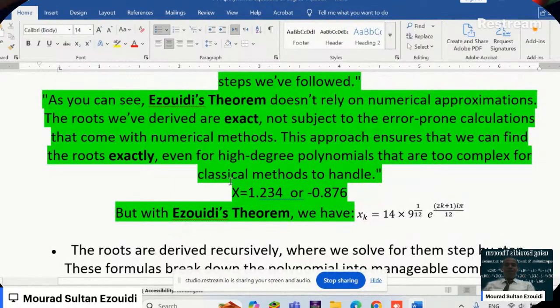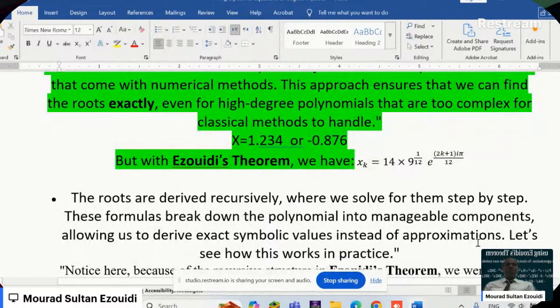For example, an approximation method gives x equals 1.234 to 3 decimal places, and the negative number negative 0.876. This is not a root, and this one is not a root either. But here you see that x has to be equal to 1, a double root. With the Ezouidi theorem we have xk equals 14 times 9 raised to the power 1 over 12 times exponential (2k plus 1) i pi divided by 12. These roots can't be like that, impossible.